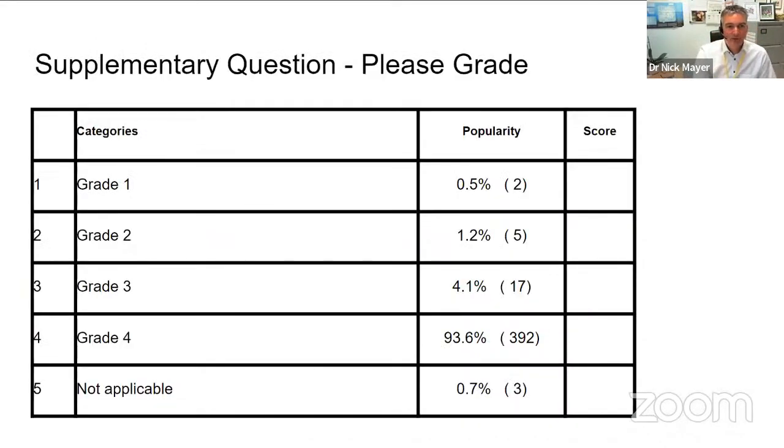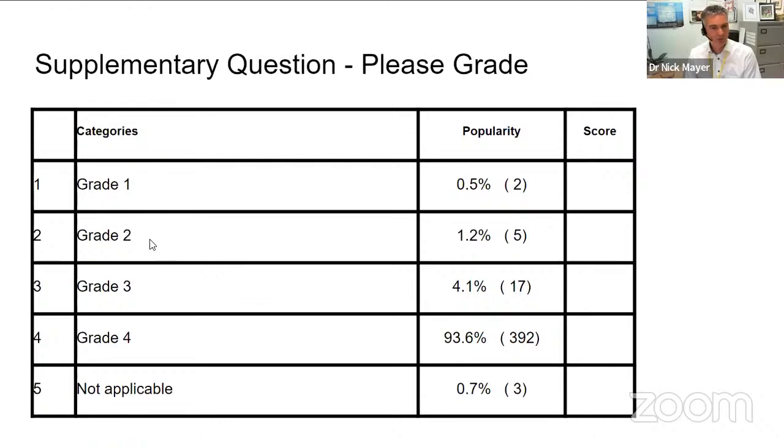And this is a supplementary question. So we were asked to grade, and there's really very high agreement. Most people have recognized that there's a rhabdoid component, which is obviously ISUP grade 4, with very high agreement here for grade 4, with a significantly lesser number going for grade 3, which is still high grade.